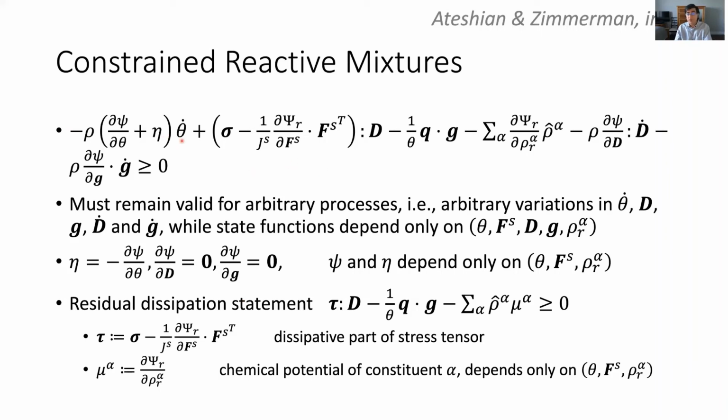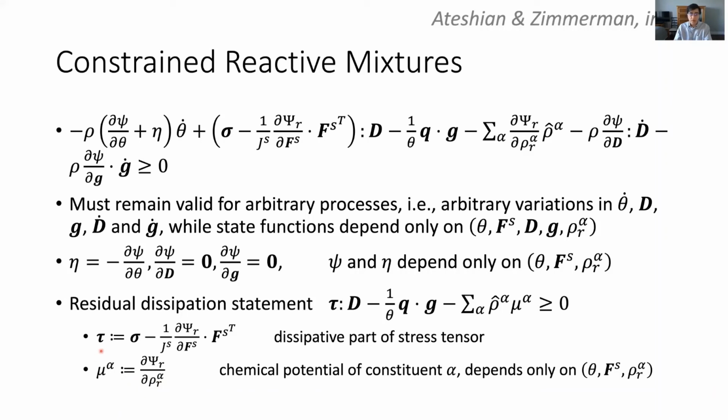So this term was 0, this was 0, this was 0, but this term is not 0. So we take this whole stress term and we rename it tau, and we leave it in our residual dissipation statement. Since G, the gradient of temperature, is a state variable, the heat flux could depend on that. So you keep that in, and you have this reactions term. The reactions term is the important part. We simply recognize that the rate of change of free energy with composition is normally called the chemical potential.